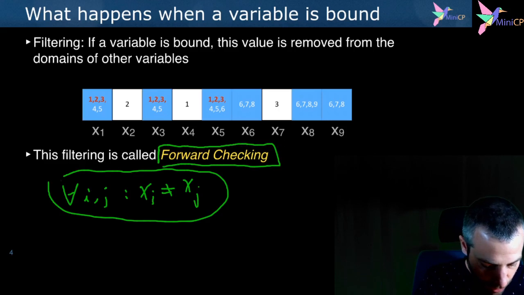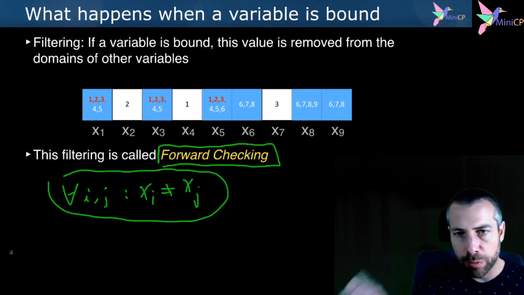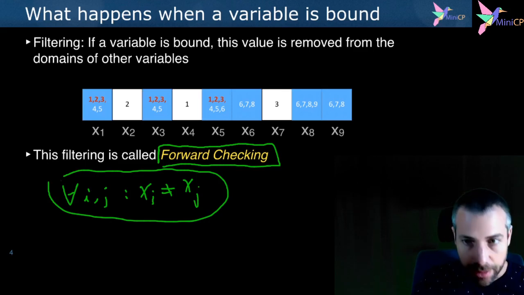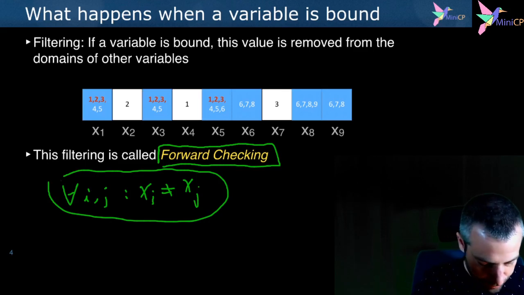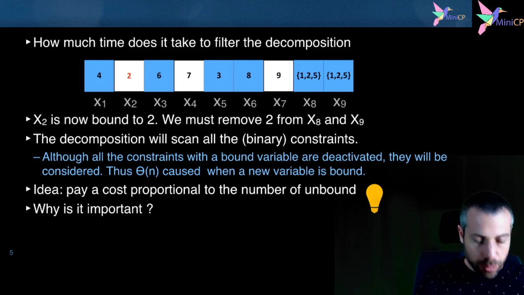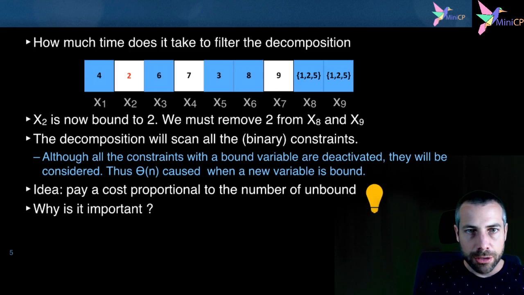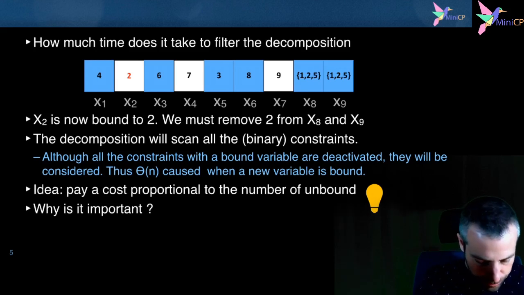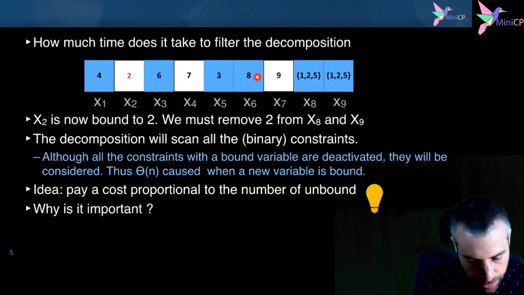And let's consider what happens when one variable becomes bound. It needs to be removed from the domains of the other variables that are involved in the all different constraint. So how much time does it take to filter this decomposition? Assume now that x2 is bound to 2. Okay, this is this variable. x2 becomes bound. Then we need to remove 2 from the domains of all the other variables. Okay, we need to scan all the other variables where this variable was registered.